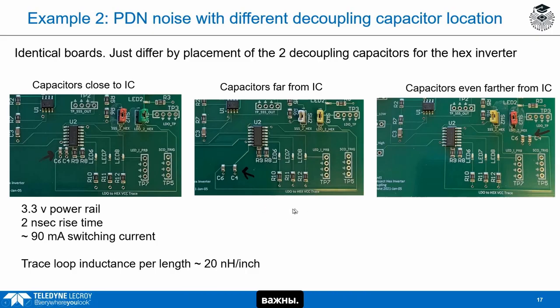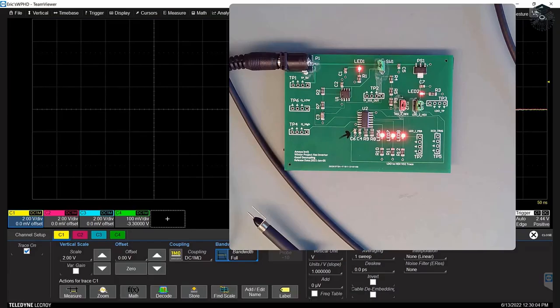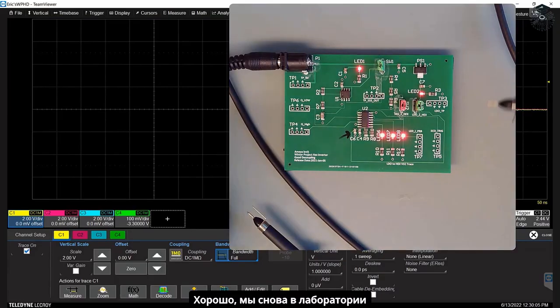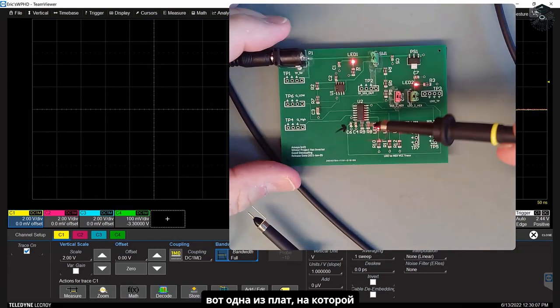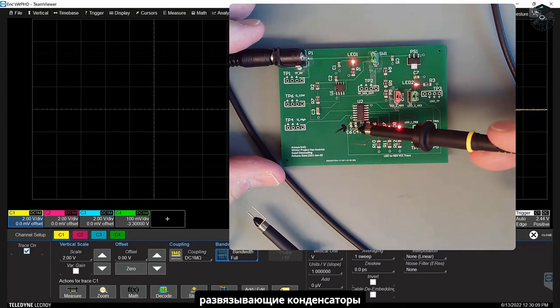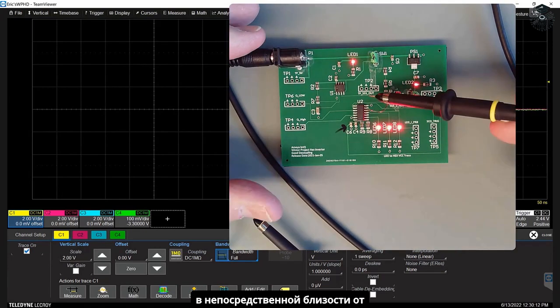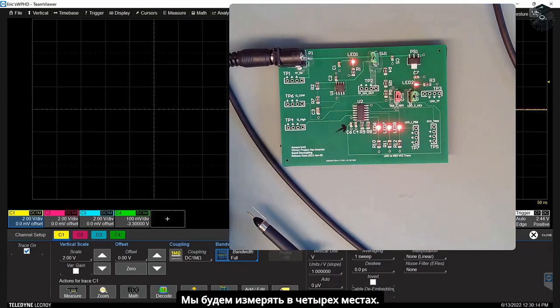So I'm going to bring you into my lab. We're going to do the measurement on these three boards. Okay, we're back in the lab. I've got one of the boards here. This is the board that has the decoupling capacitors in close proximity to the IC. We're going to be measuring 4 places. So let's go ahead and do that.